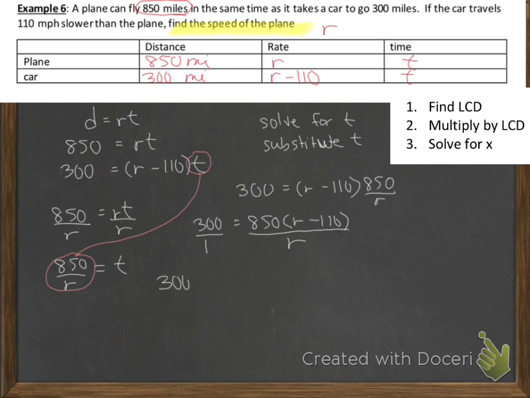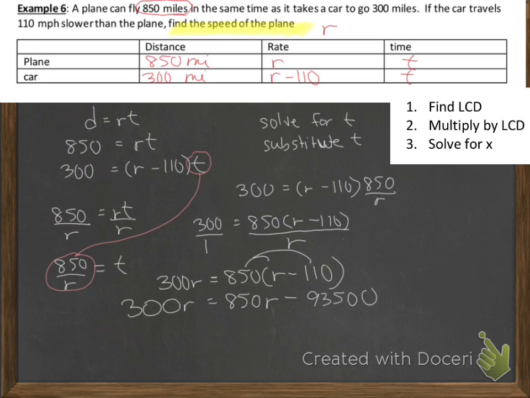Remember, we can cross multiply like this, and then we can solve very easily. So we're going to have 300 times r is equal to 1 times 850 times r minus 110. I'm going to use the distributive property, so we have 300r is equal to 850r minus 93,500.